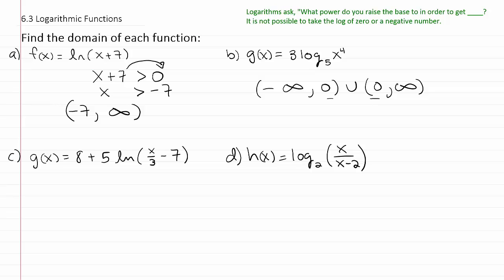But all the other numbers will be okay. So that's our domain for B. All right, let's take a look at example C.